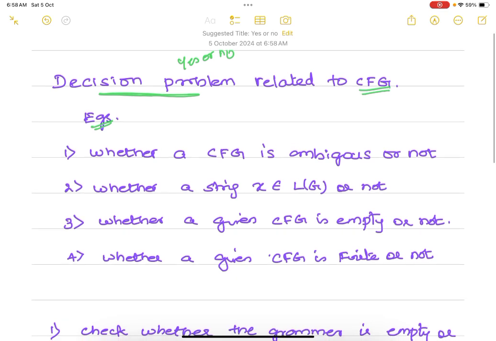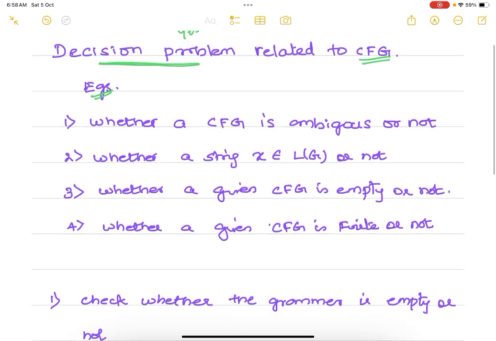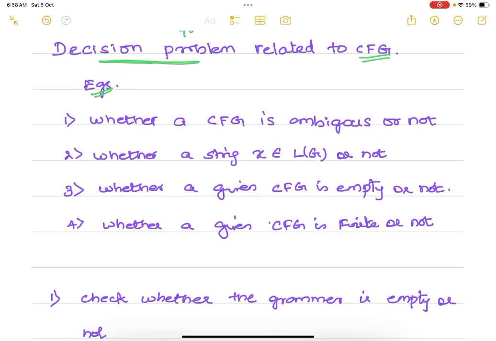Already we have seen decision problems related to context-free grammar, such as checking whether a given grammar is ambiguous or not. If you have two or more rightmost derivations or two or more leftmost derivations, then we say that the grammar is ambiguous. If this condition fails, then it is not ambiguous. Already we have seen problems related to checking whether a given grammar is ambiguous or not.